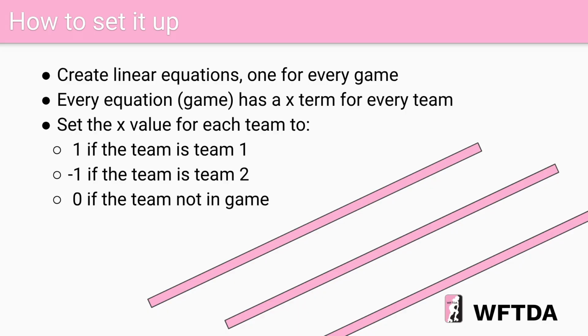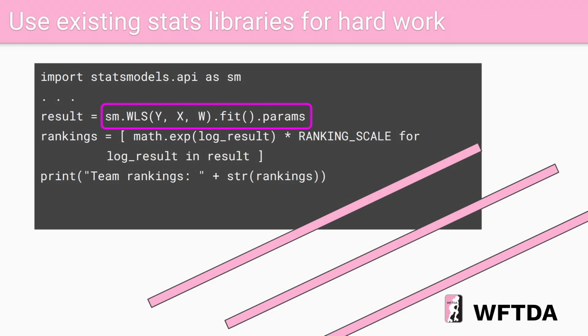Then we set the x value for each team to 1 if it's team 1 in the equation, -1 if it's team 2 in the equation, and 0 if the team doesn't play in the game. And we will include all the virtual games in this too, by the way. Once you have that all set up, you can spend a really long time with a calculator and a notepad, or you can just stick it in some computer code and use an existing statistics library like we're using here, statsmodels in the Python library. And with that one little line in the pink box, all of your team rankings pop out.